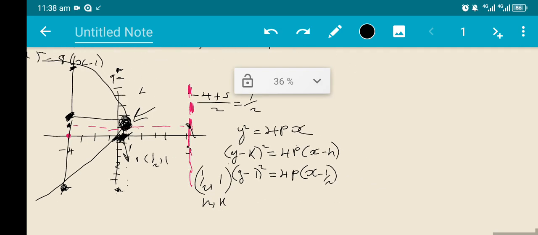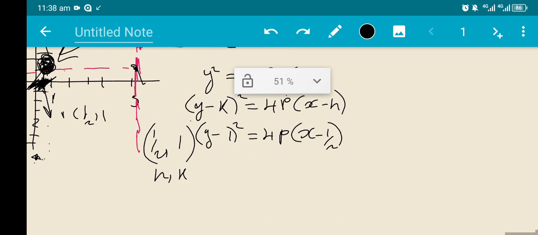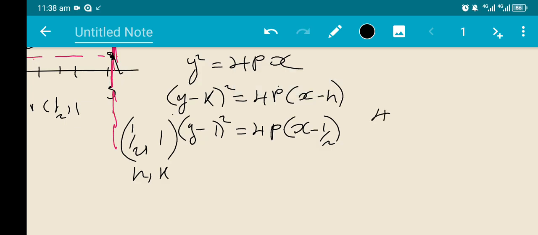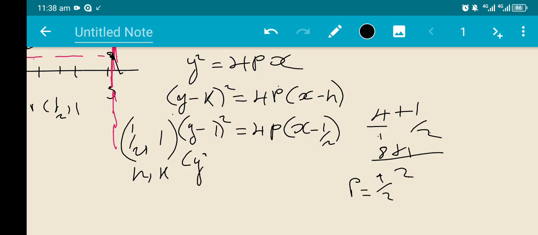But anyway, I think you get the idea. So that's p. Let me just say this: 4 plus 1 over 2. This is 2, 1 times 2 is 2, 4 times 2 is 8, plus 1, that's 9 over 2. So our p is equal to 9 over 2, which is 4 plus half. So here we have y minus 1 squared should be equal to 4 times, what is our p? 9 over 2.